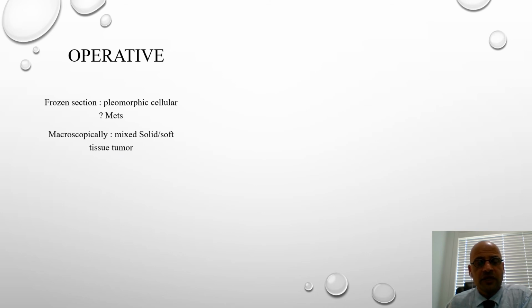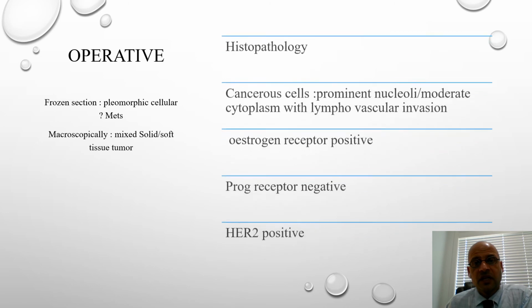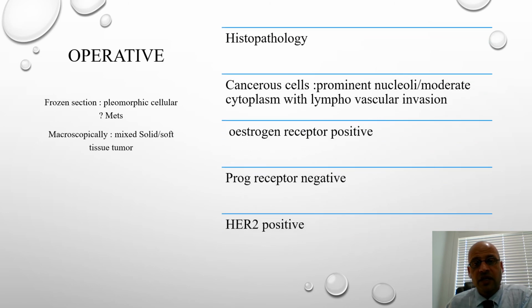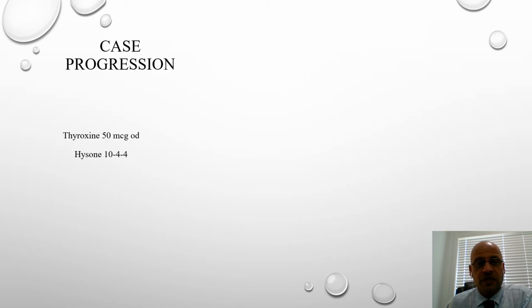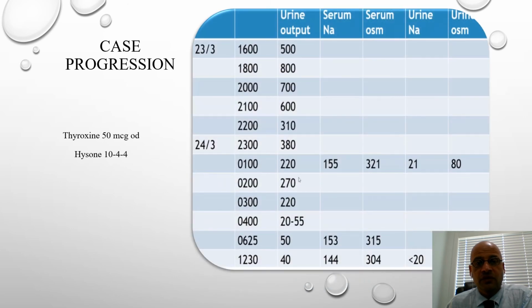She did have a surgery to remove the mets. A frozen section immediately showed tumoral cells, and the histopathology showed cancerous cells that were actually ER positive. Obviously she underwent generous debulking surgery, and the breast mammogram showed a 1.2 cm lesion, proven later on to be breast cancer. She was started on HRT appropriately, and once she started on hydrocortisone, she developed DI, as you would imagine, because the hydrocortisone unmasked vasopressin deficiency.